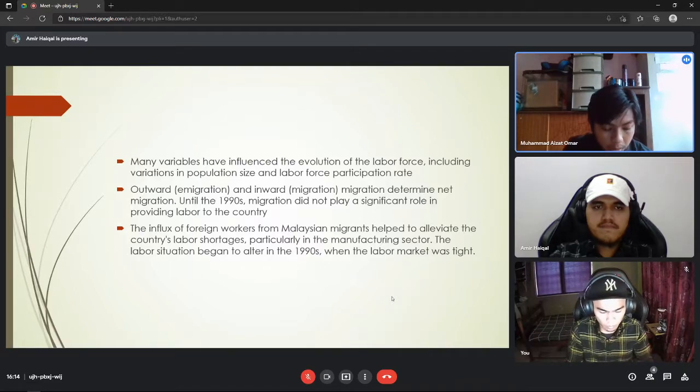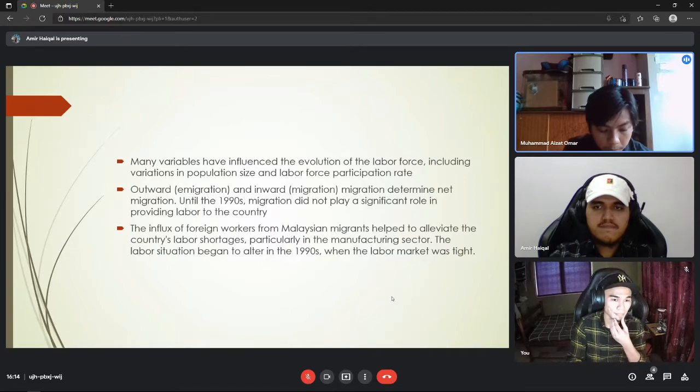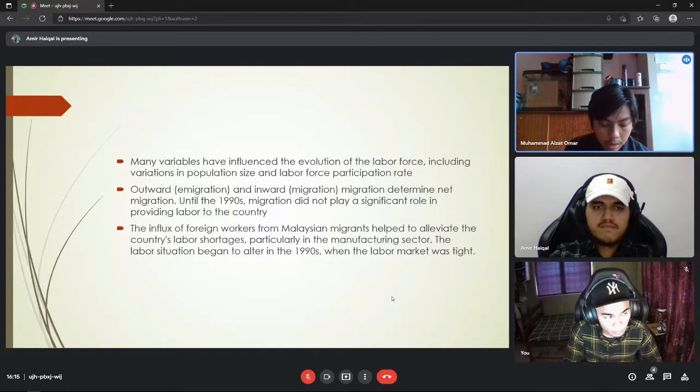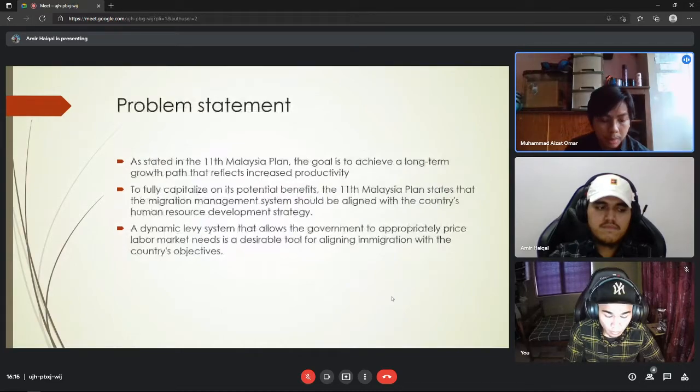Lastly is the influx of foreign workers. Migrants help to alleviate the country's labour shortage, particularly in the manufacturing sector. The labour situation began to alter in the 1990s when the labour market was tight. Okay, so we proceed to the problem statement.